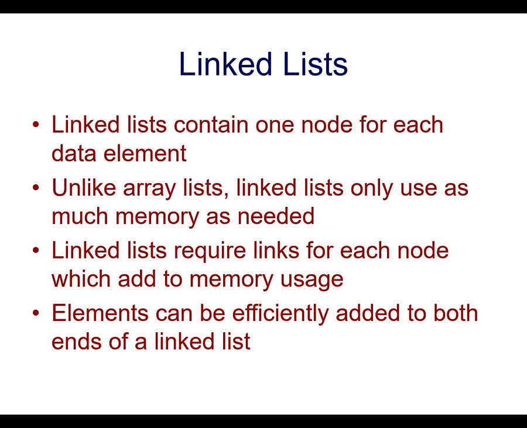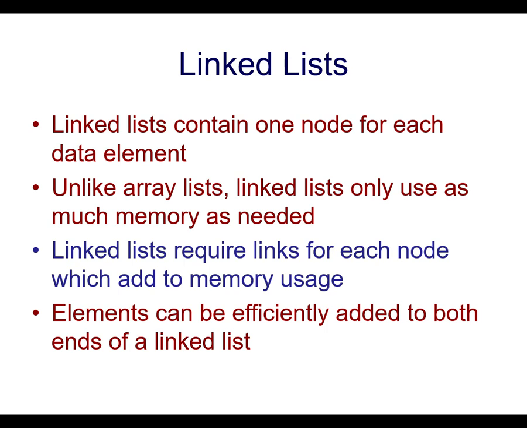Next, we consider the other kind of list, a linked list. Linked lists contain one node for each data element. Each node contains a reference to the data. Unlike array lists, linked lists only use as much memory as needed. Linked lists require links for each node which add to memory usage. Singly linked lists usually contain a reference to the next node in the list. Doubly linked lists contain references to both the previous and next nodes. The Java linked list class is implemented with a doubly linked list.